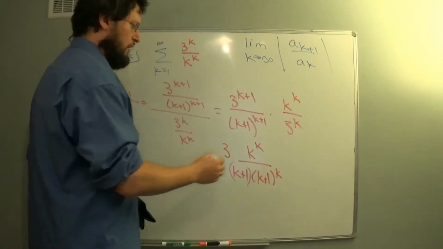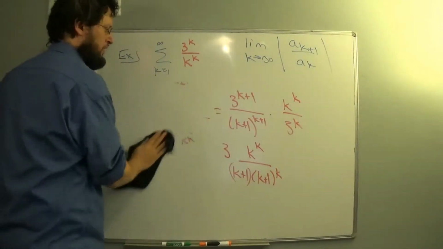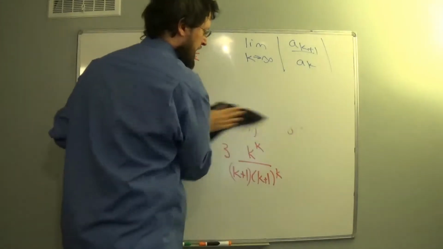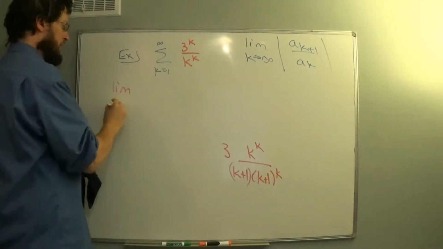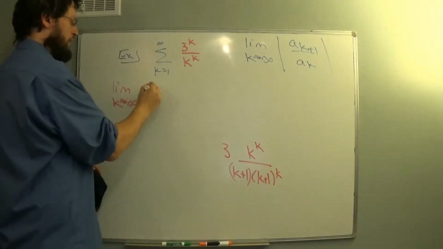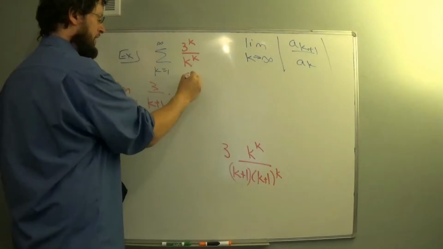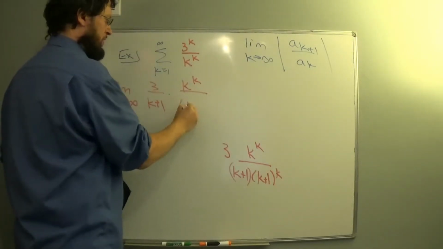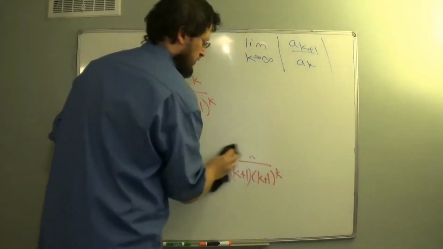Okay, so let me erase what we don't need here. Our goal is to find the limit as k goes to infinity of that mess. So we want the limit as k goes to infinity of 3 over k plus 1, and I'm going to think about these things separately, times k to the k over (k plus 1) to the k. That's our goal.